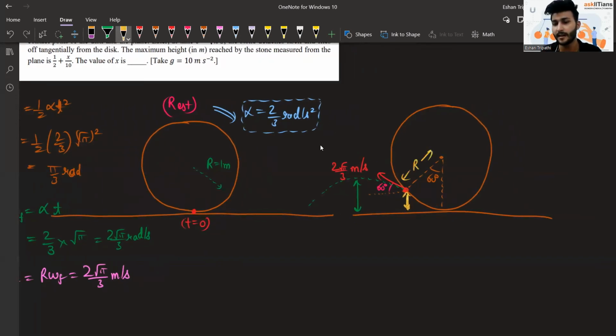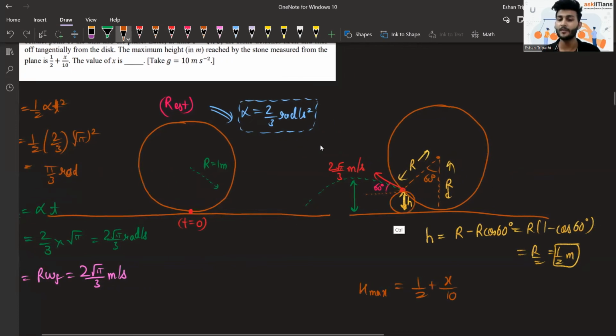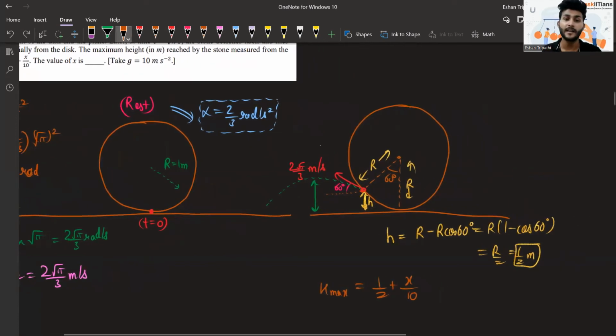We know that this radius is r, this radius also was r. So can we say that the small height h is basically r, the total height, minus r cos theta, the projection of it on the vertical side. So that's r into 1 minus cos 60. Cos 60 degrees is half, so it comes out to be r by 2, which is half meter. And that is why, if you notice, the maximum height formula given in the question, h max is equal to half plus x by 10. So this half is coming from here, it is already known. We just need to find the rest of the height.